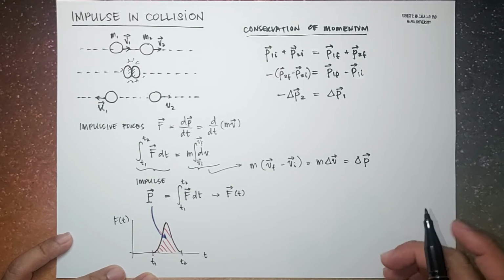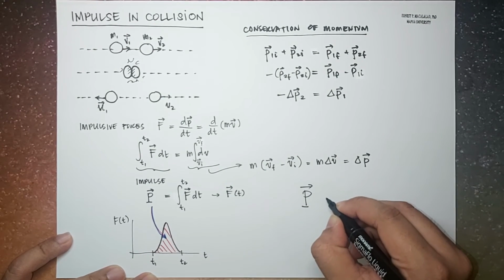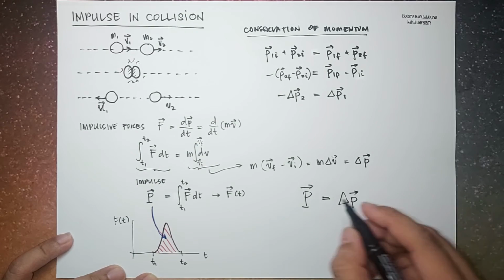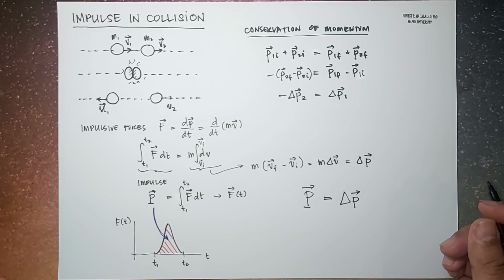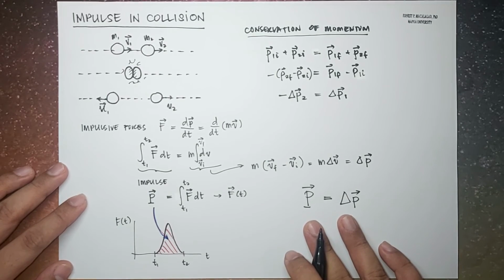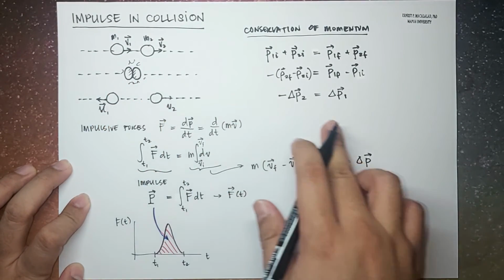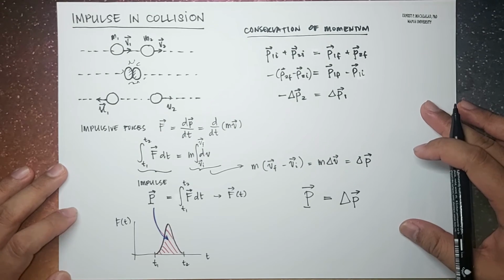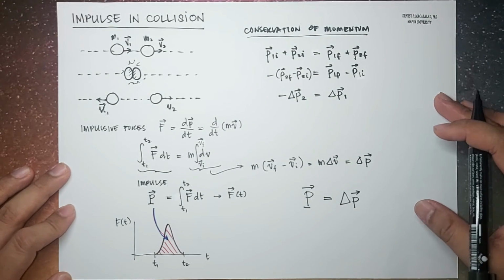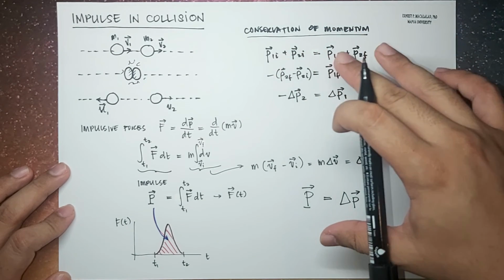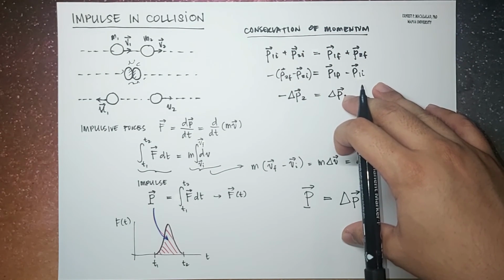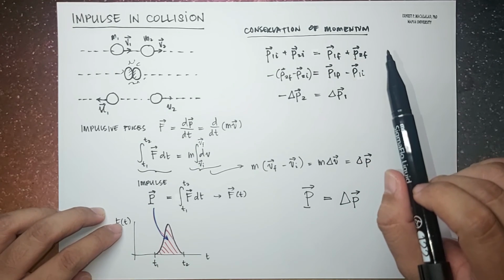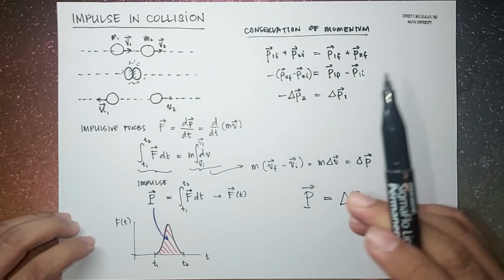In other words, the impulse is defined to be equal to the change in momentum of the particle that undergoes this collision. And numerically, in terms of magnitude, this is equal to the change in momentum of the other particle involved in the collision. So that's it. This is impulse during collision, and in the coming videos we're going to apply the concept of impulse and momentum in various problems in our textbook.